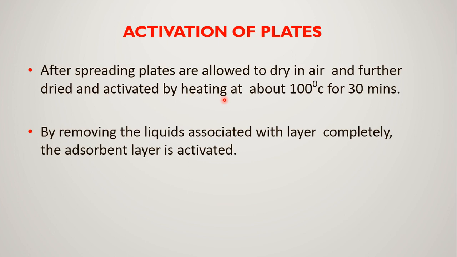The internal environment of the oven could be inert. These coated layers will be activated by heating at about 100 degrees Celsius or over for 30 minutes, depending on our used materials or used solvents. If the solvent used to make the slurry is very volatile in nature, less time is sufficient. By removing the liquids associated with the layer completely, the adsorbent layer is activated.